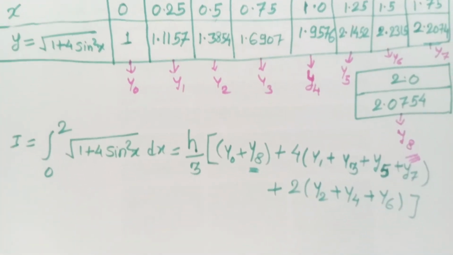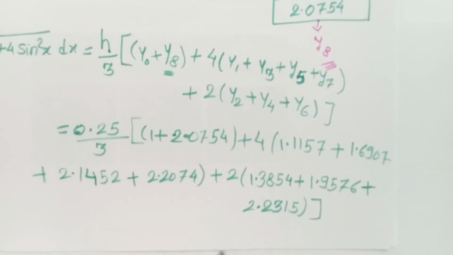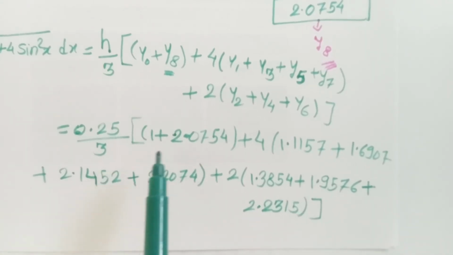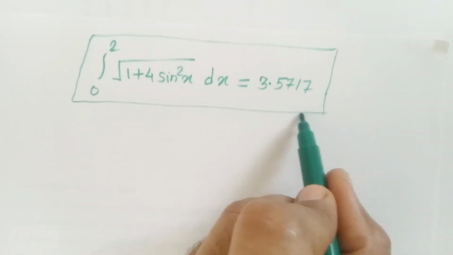Now put the values of y0, y1, y2 and all the function values, then after putting the values of our function we get this type of term. Now it's just a simple calculation. You calculate it by using a calculator, and get the final answer, this one.